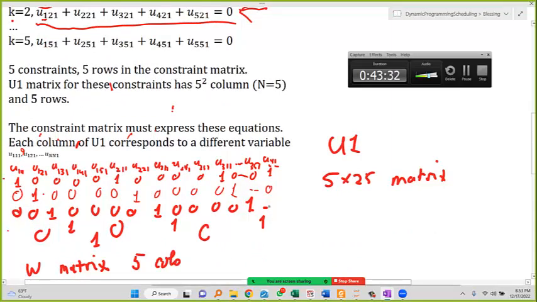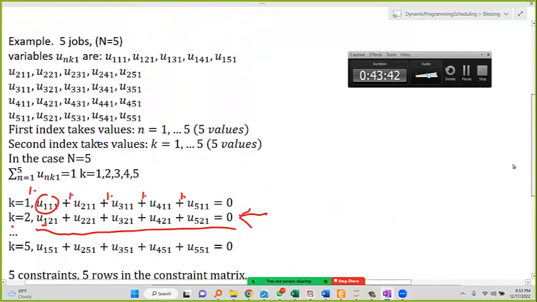And then since there are 5 constraints, there are 5 rows also. All right, now the constraints are here. The constraints are right here. Do you see any W's there? No, there are no W's there. So it's all zeros.